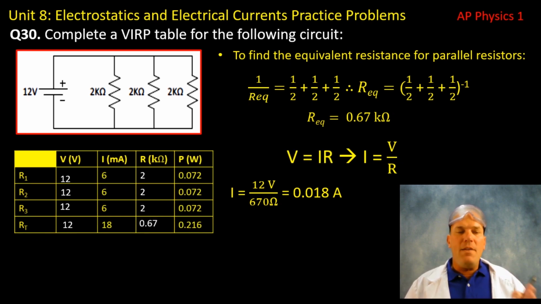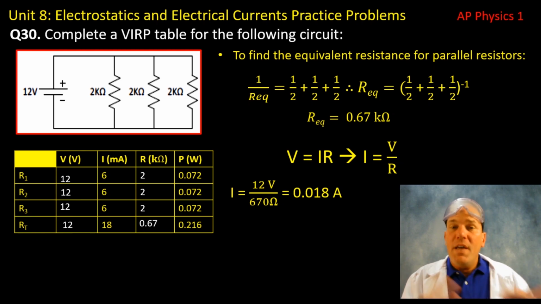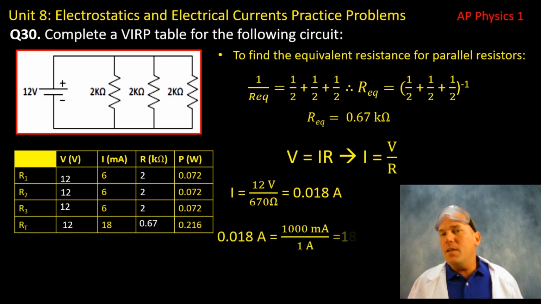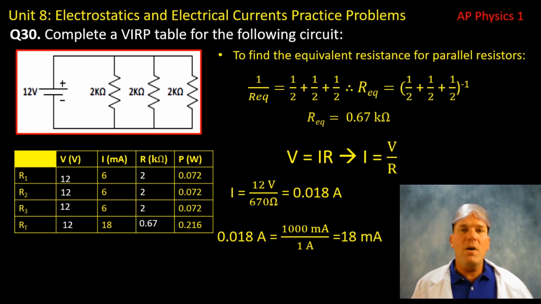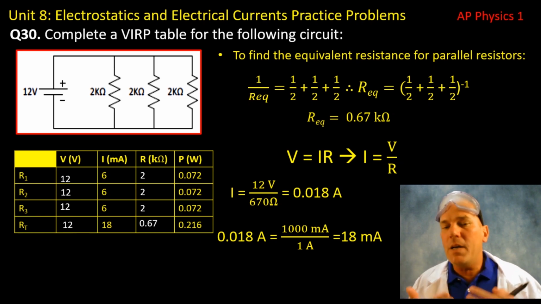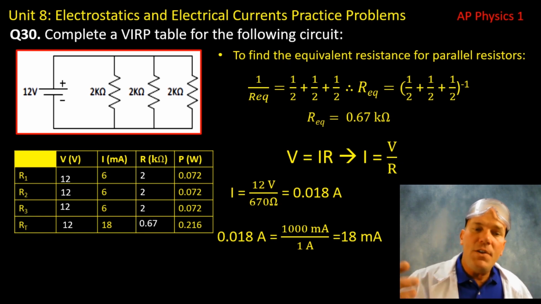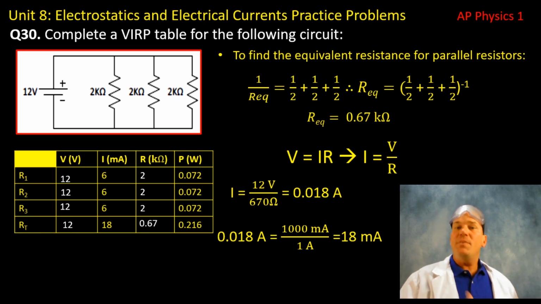Now, that will allow us to really complete this table. Now, notice I'm switching between amps, milliamps, ohms, kiloohms. So you play around with those values a little bit, but what you're going to see here is we're multiplying and dividing by 1,000. So in 1 amp, there are 1,000 milliamps. Therefore, 0.018 amps is equal to 18 milliamps. When given values in kiloohms, it's very convenient to use milliamps and vice versa.